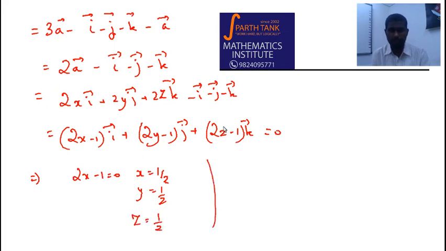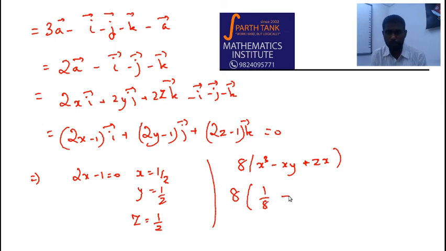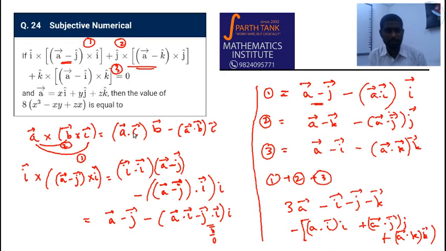And what have they asked us to calculate? 8x cube minus xy plus zx. Now everything is 1 by 2, 1 by 2, 1 by 2. So this is 1 by 8 minus 1 by 4 plus 1 by 4, which turns out to be a nice 1. Okay. So the answer is 1. Very simple problem. See, if you find all this part difficult, you can go ahead with the direct way.